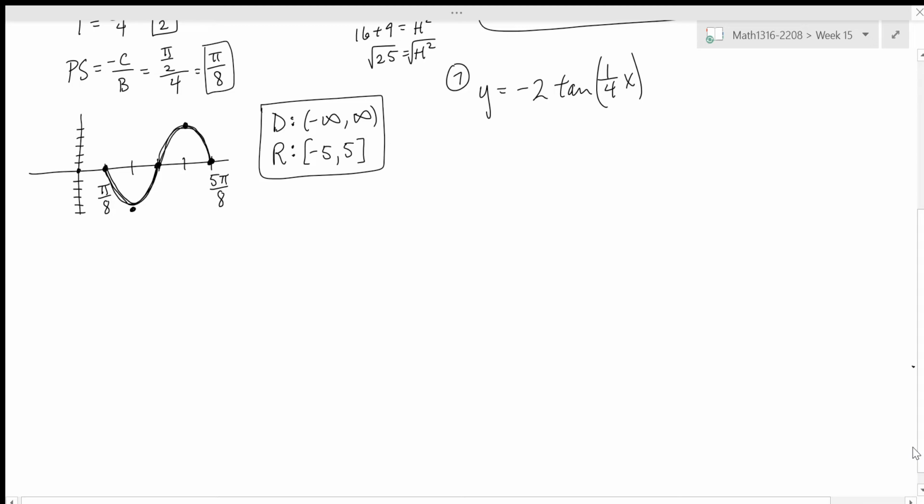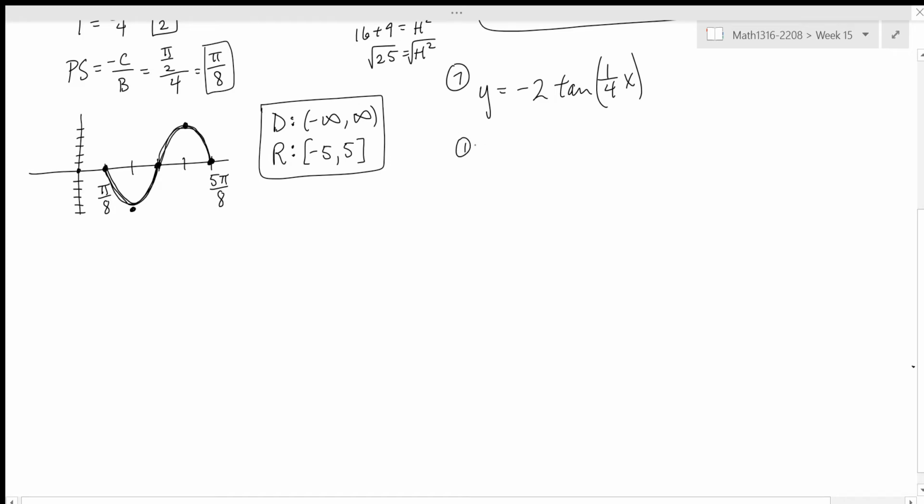And the instructions say graph at least 2 periods of the function showing any asymptotes as dotted lines. Now this is a tangent function, and instead of the 6 steps that we have for sine and cosine, this is going to be a 4-step. All right, so let's start.